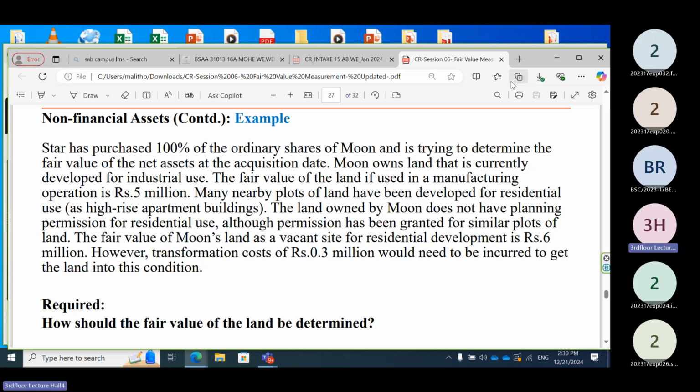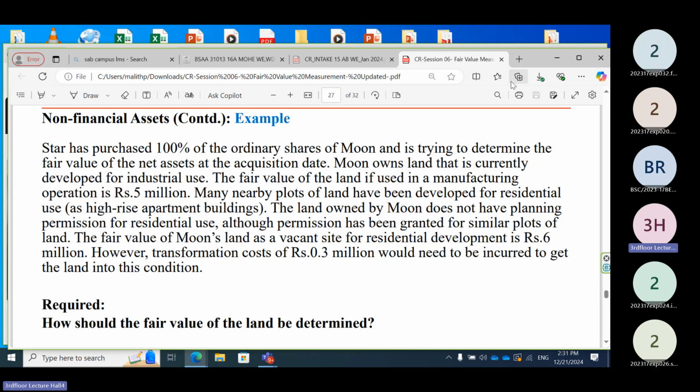Star has purchased 100% of ordinary shares of Moon and is trying to determine the fair value of the net asset at the acquisition date. Moon owns a land that is currently developed for industrial use. The fair value of the land, if used in a manufacturing operation, is Rs 5 million.